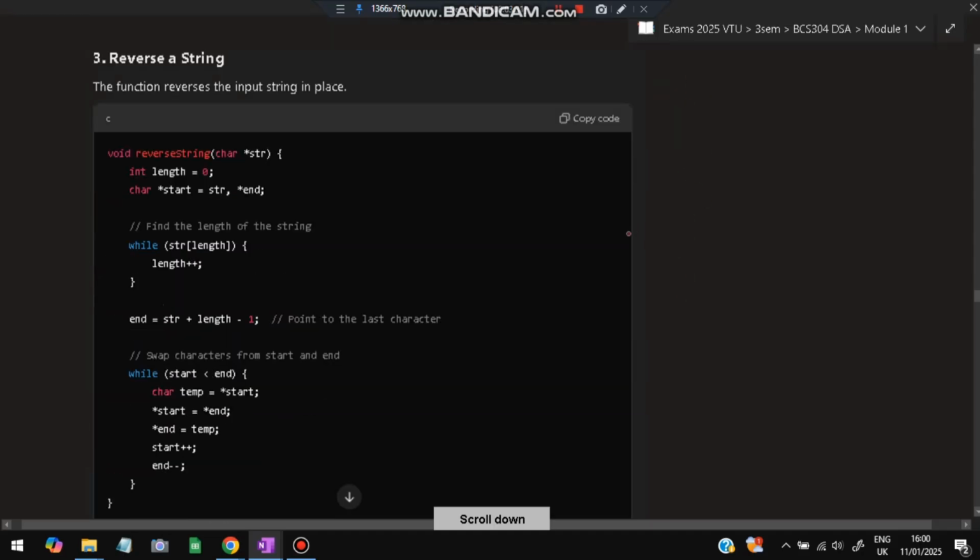Moving on, we have the third question which they had asked, which is reverse a string. Okay, reversing a string means if I write here apple, if I reverse the string, it will become elppa, right? So that is called reversing a string. Okay, how do we do that?